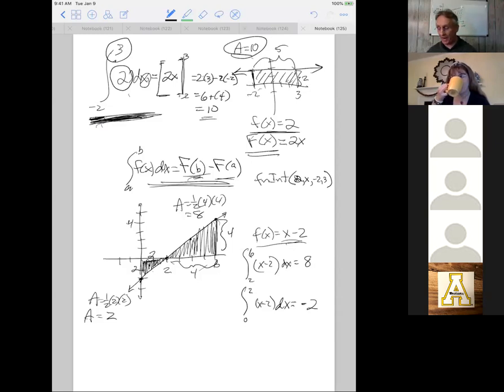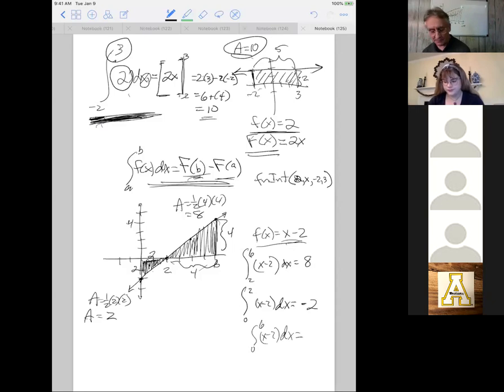Do one more with me now. We'll do this one longhand also, okay? I want you to do 0 to 6 this time. Notice what you get. 0 to 6 of, so I've got the integral, math 9.